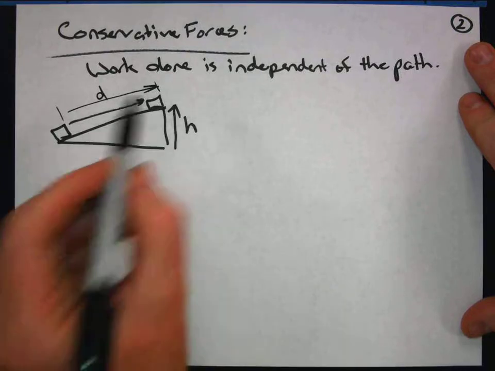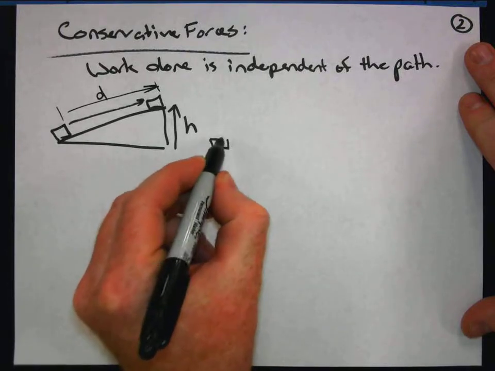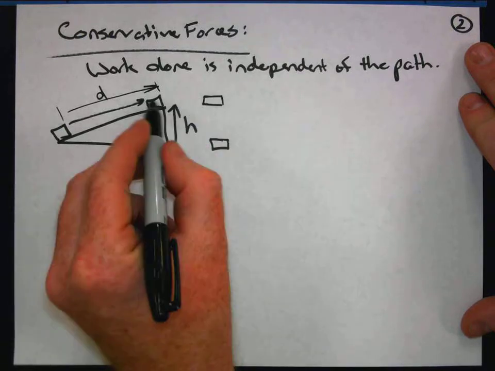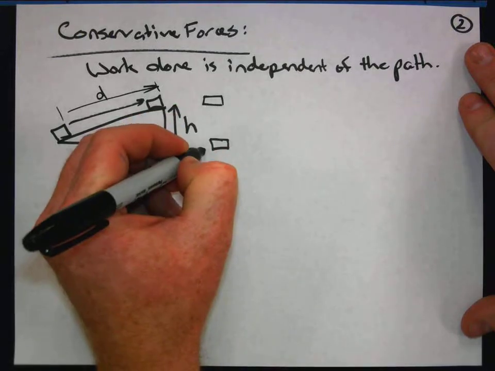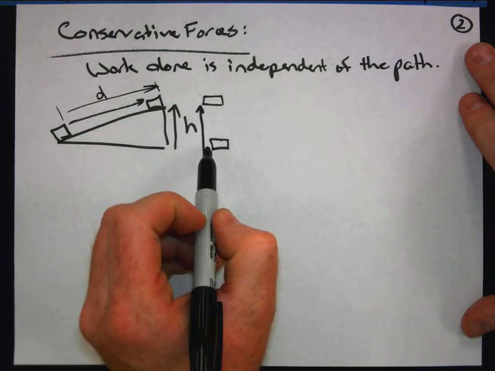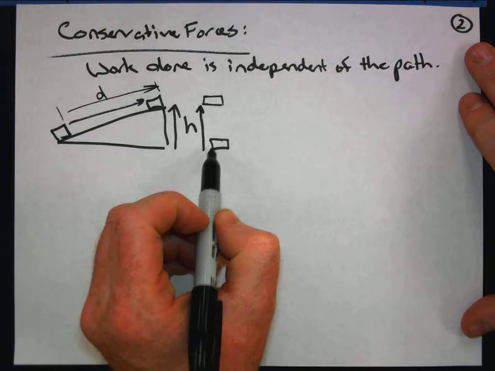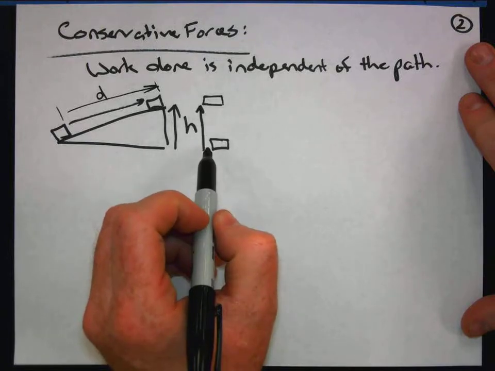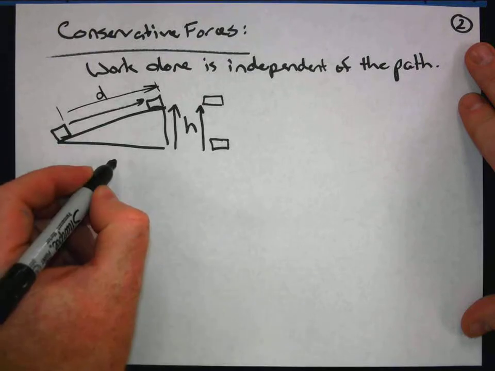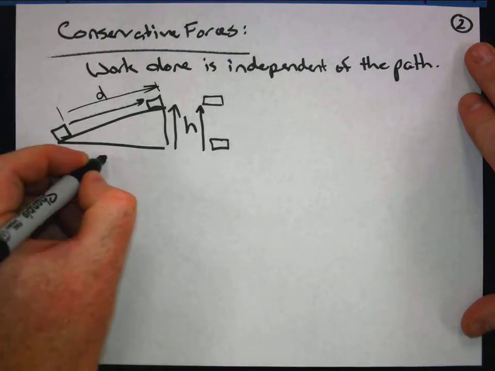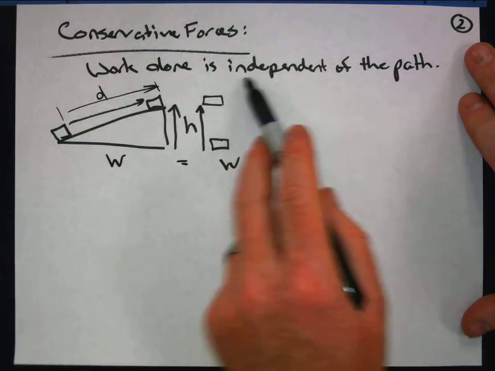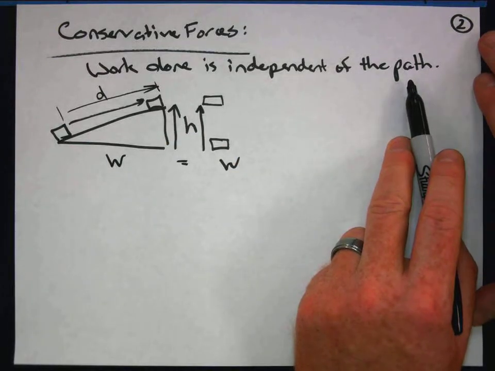If instead we were to lift this object up this height to that same vertical position, okay, turns out, well, we have to use a greater force, but we're covering a shorter distance here, and we end up doing the same amount of work. So we see that the work done here is equal to the work done here. The work is independent of the pathway taken. That's what we mean. It doesn't matter what pathway you take.